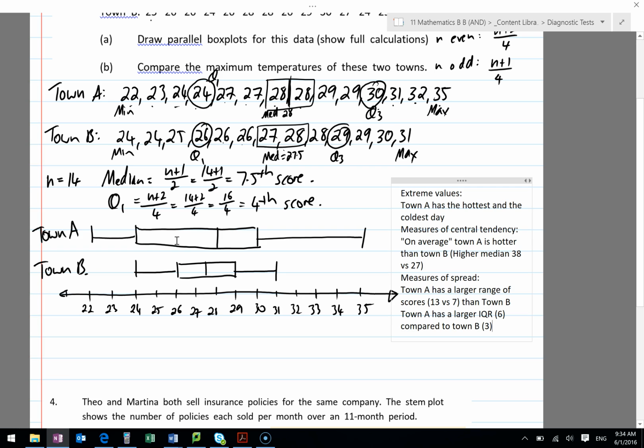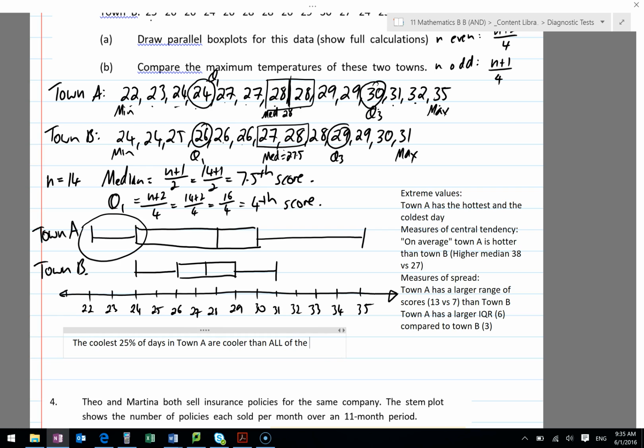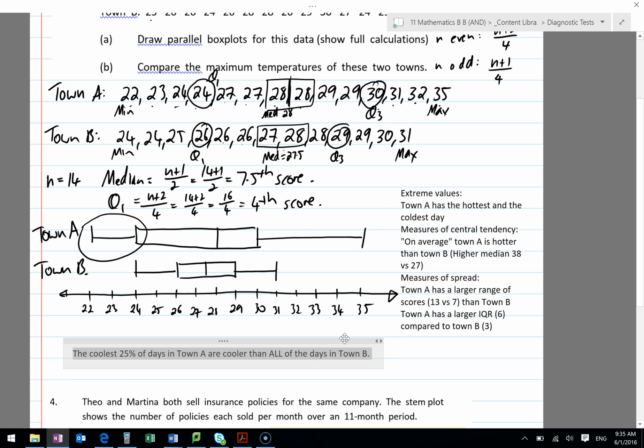Is there anything else we can say? And remember, we always want to make one special comment about some of these quartiles. So if we look at the lowest quartile of town A, it's lower than all of the scores of town B. So I could say something like the coolest 25% of days in town A are cooler than all of the days in town B. We'll always try and make some comment like that, making reference to some of these quartiles.